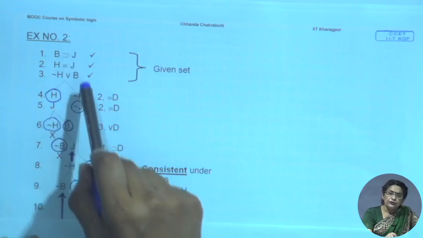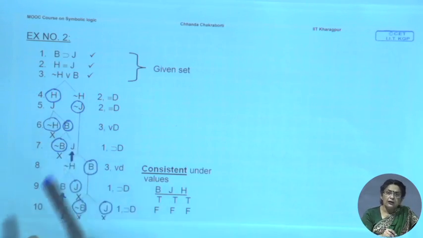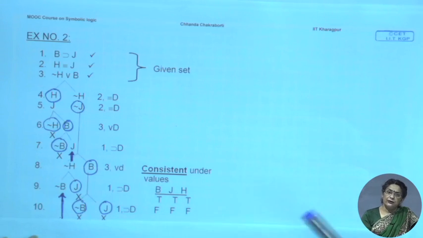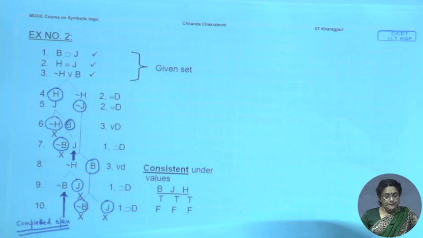Everything that needed to be done as far as decomposition is concerned is finished, and everything is now reduced to the literal, and it would give you another set of truth values under which the set would come out as consistent. That would have to be whenever B is false, J is false, H is false. So, either of these values would settle our question that the set is consistent.